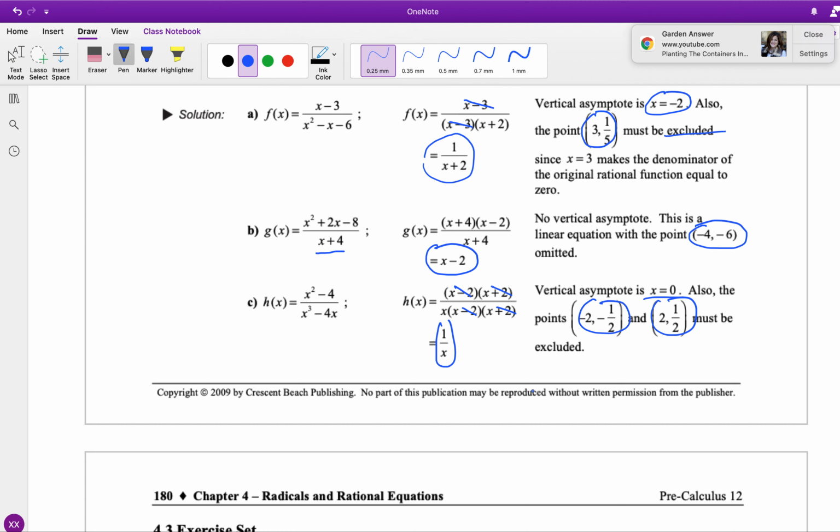All right, so now this concludes the 4 parts of this section, which is just to introduce you to rational functions.